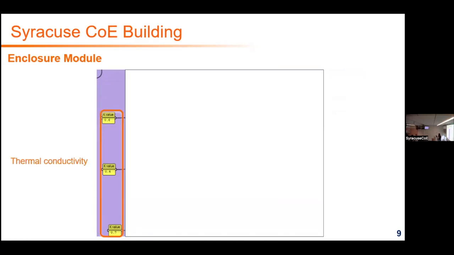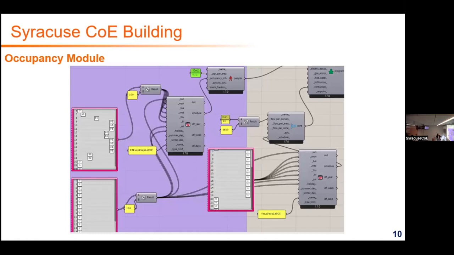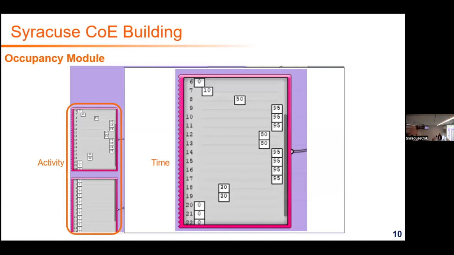The thing I leave for the designers to change is the K value, which ranges from maybe 0 to 1. You can set different K values, because the K value is related to thermal conductivity, and people can easily change it and then see the results. Another module is the occupancy module. The part I leave for users to change is the human activity. Looking at this figure, the right y-axis represents the time from 6 a.m. to 22 p.m.